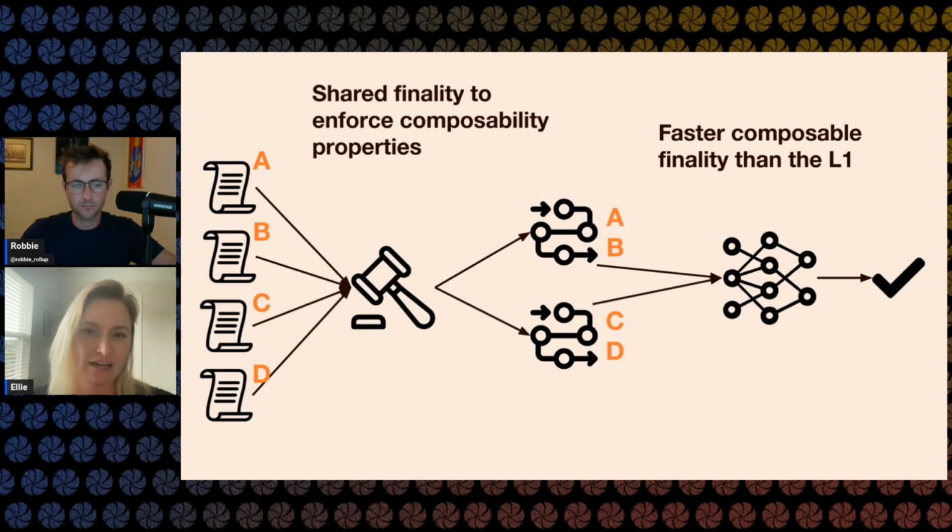And then the other thing is you get faster composable finality than the L1. This is actually very similar to what I just said.